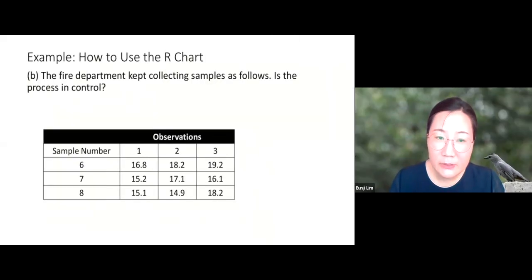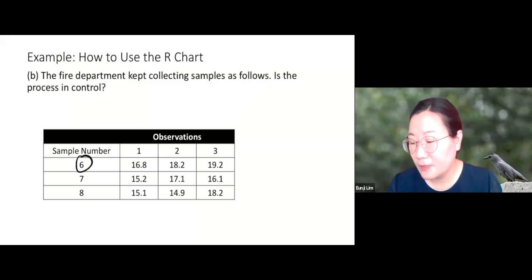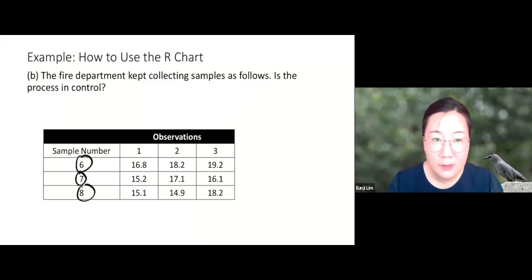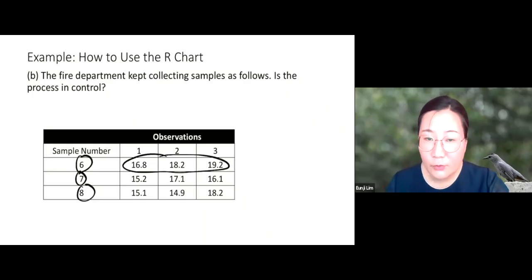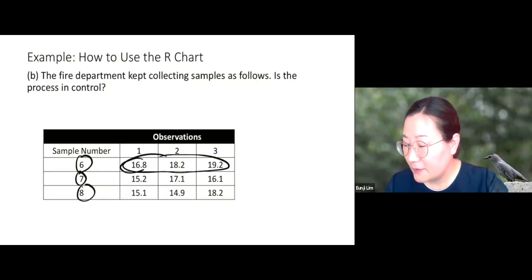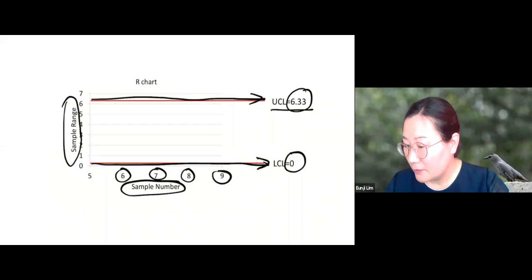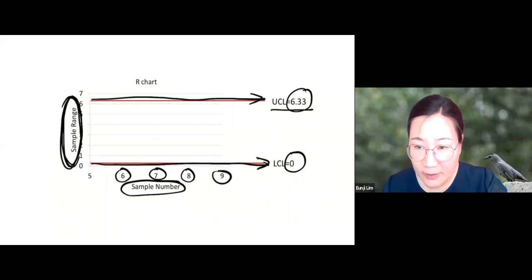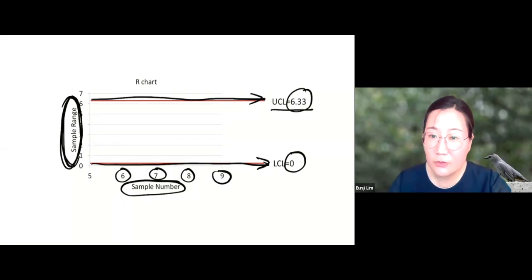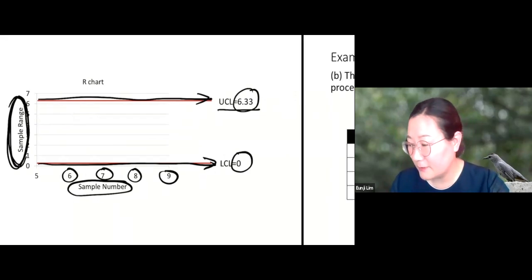Part B, the fire department kept collecting samples as follows. Is the process in control? This is sample number 6, 7, 8. And in each sample, we collected 3 observations. And we want to plot these samples in the R chart and see if the process is in control. Should we plot these numbers in the R chart? Remember, the y-axis of the R chart is the sample range. So we need to compute the sample range for each sample and plot them.